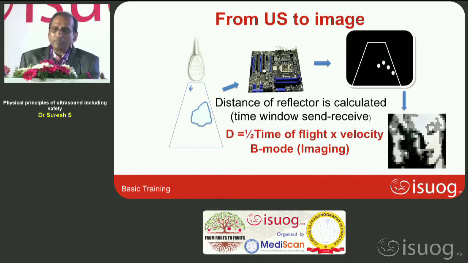Now, how does this get translated from ultrasound to image? Once you have the transducer, the ultrasound machine starts vibrating these crystals in short pulses. Once the vibration takes place, the vibrations travel, encounter an object where there is a reflection, and this reflection comes back. Depending on the depth of the reflection, the echoes are produced on the screen as dots.